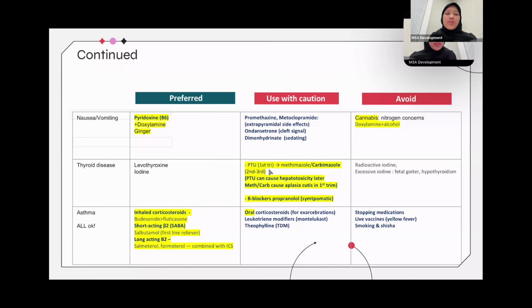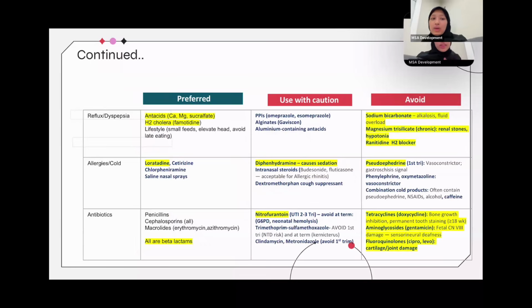Again, this is important. Asthma, everything is okay. Inhaled corticosteroids, sure. Inhaled drugs are all okay. Use with caution the oral ones only because they are steroids. That's mainly it. So the first line treatment for asthma, use them all. It's fine. Avoid stopping medication for pregnancy. Avoid live vaccines because they are on steroids at the end of the day, and avoid smoking. There's no drug contraindicated for asthma.